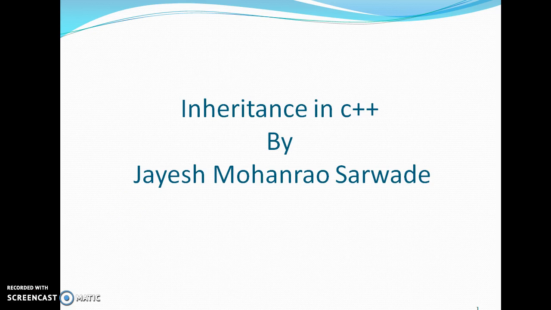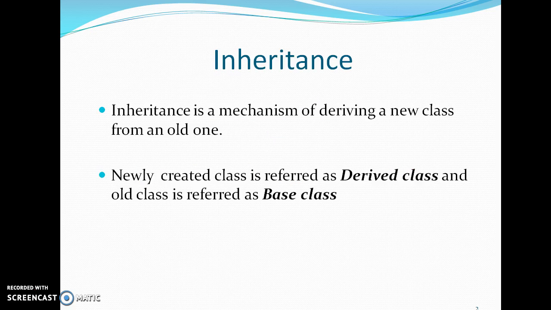Today I am going to present the topic inheritance used in C++. So firstly we will see what is the meaning of inheritance. It is a mechanism of deriving a new class from an old class. The newly created class is called the derived class and the old class is called the base class. This is the definition of inheritance.